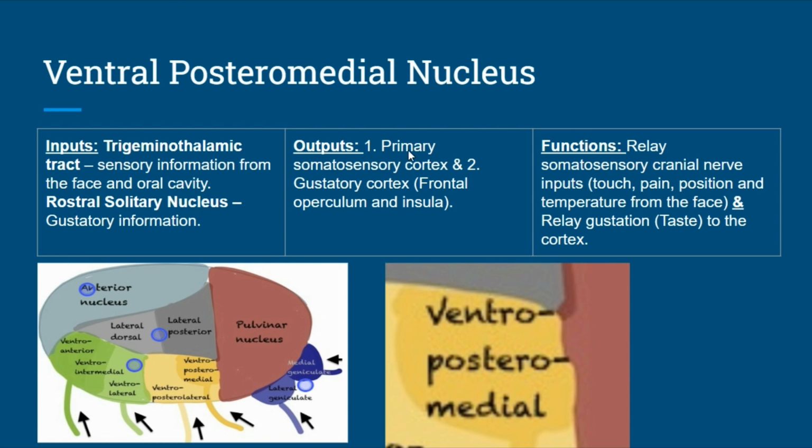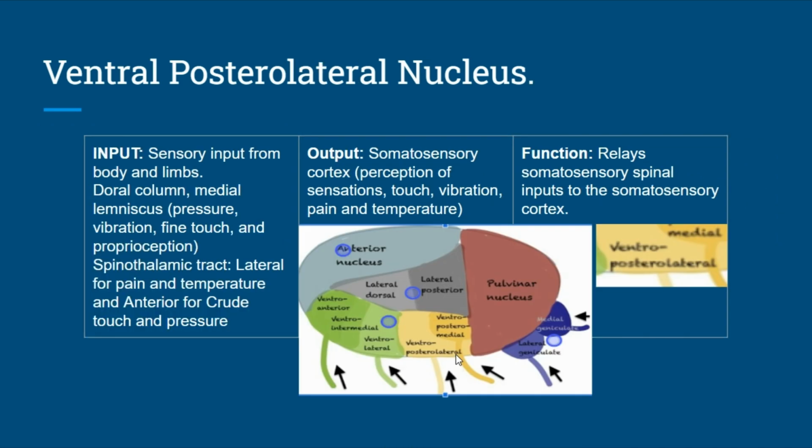Where is it outputting to? So it's putting it out to the primary somatosensory cortex, and number two, the gustatory cortex, which is present in the frontal operculum and insula. And the function: it relays somatosensory cranial nerve inputs, trigeminal of course, touch, pain, position, and temperature from the face, and relays the gustation taste to the cortex. Again, there's half of the thalamus, and we have the ventral posterior medial nucleus right there.